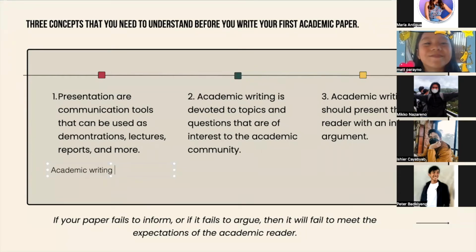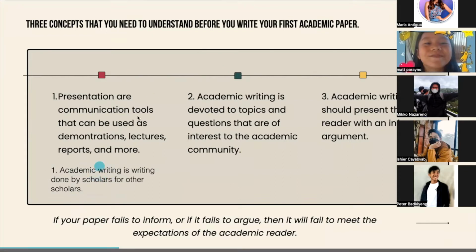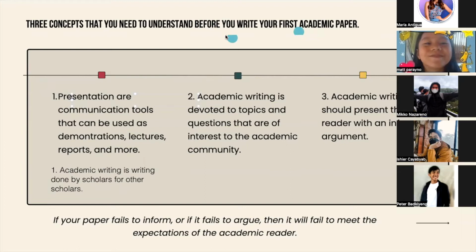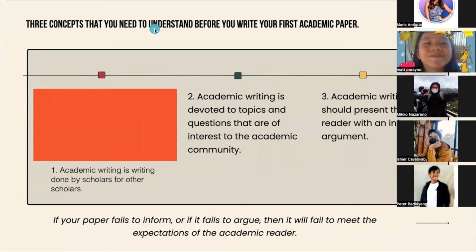The first concept, can you copy this? Academic writing is writing done by scholars for other scholars. Okay, so this is number 1. Again, academic writing is writing done by scholars for other scholars.